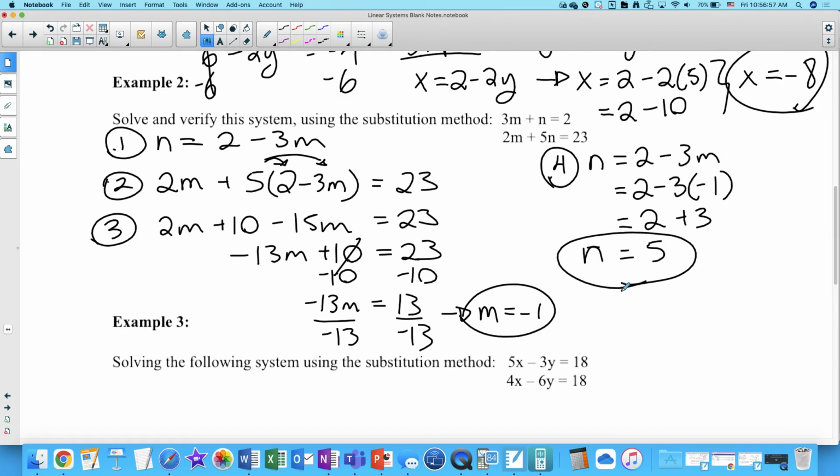All right. How are we doing? Good? All right, let's try one more and then we're going to call it a day. All right, so in this last system for today, which variable would you isolate? Or which variable wouldn't you isolate?